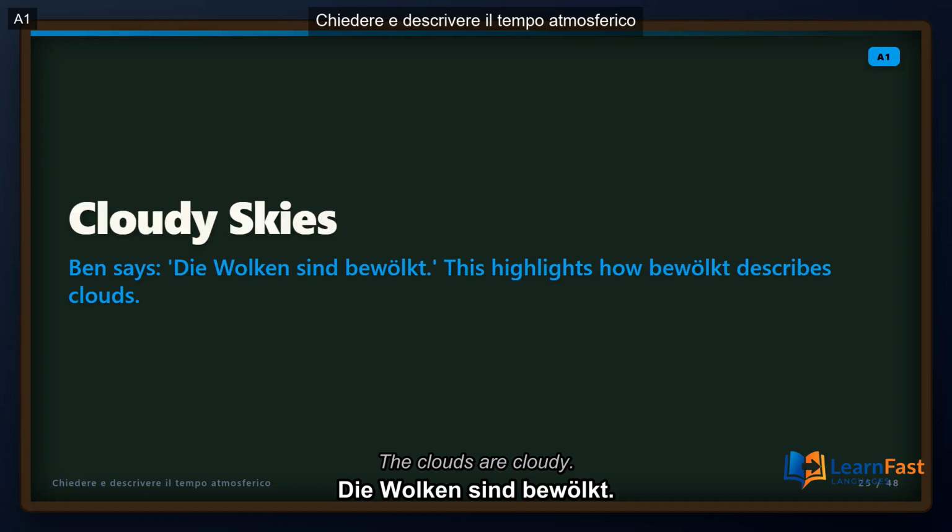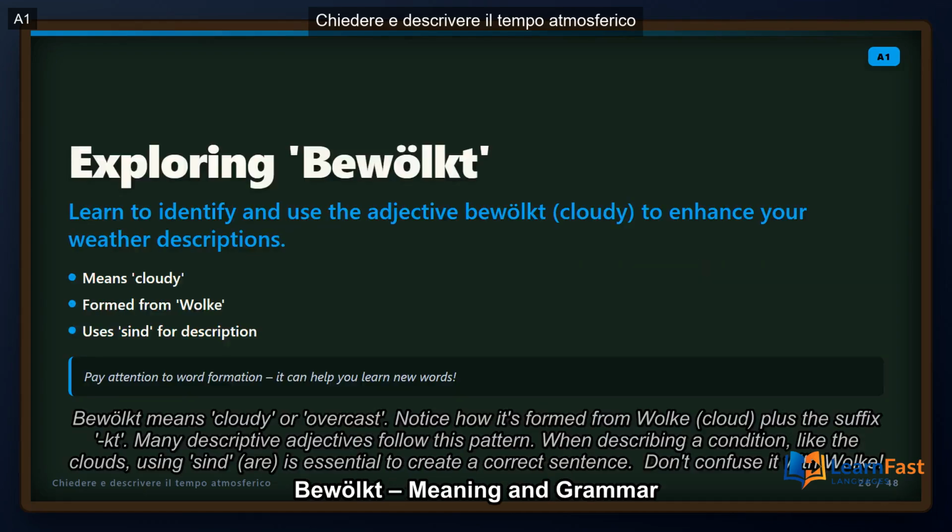Die Wolken sind bewölkt. Bewölkt means cloudy or overcast. Notice how it's formed from Wolke, cloud, plus the suffix t. Many descriptive adjectives follow this pattern.